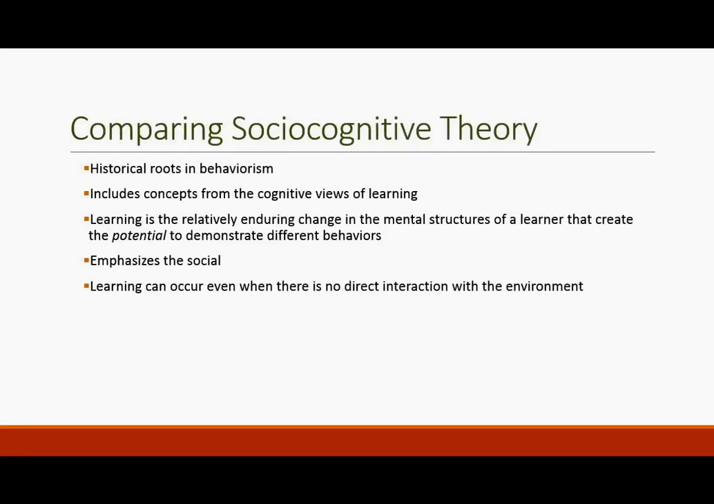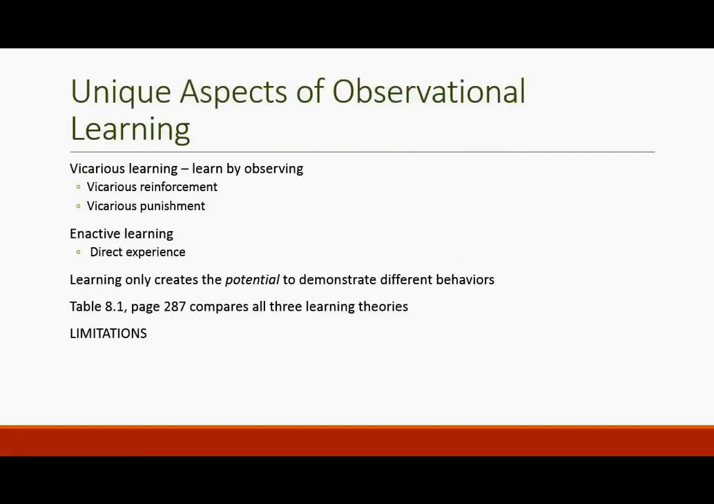So sociocognitive theory has its roots in behaviorism. It includes concepts from cognitive views of learning. Learning is the relatively enduring change in the mental structures of a learner that create the potential to demonstrate different behaviors. This emphasizes our social environment. Learning can occur even when there is no direct interaction with the environment, though. So unique aspects of observational learning are this vicarious learning we speak of. Learning by observing, that's pretty cool.